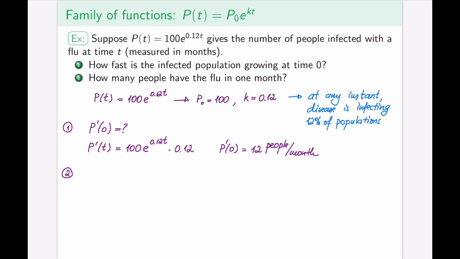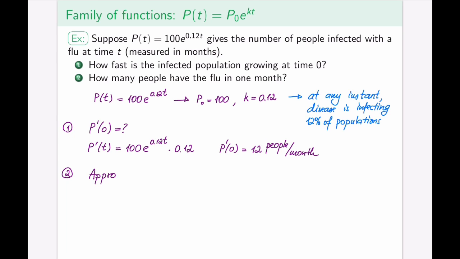Now, the next question asks, how many people have the flu in 1 month? Given what we have just computed, we can use this to give us some intuition as to what number we expect the model to produce. We started with 100 people, and right at the beginning, the flu is spreading at 12 people per month. So we can expect that in 1 month, we will have the 100 people that we started with, plus the 12 new people that got infected.